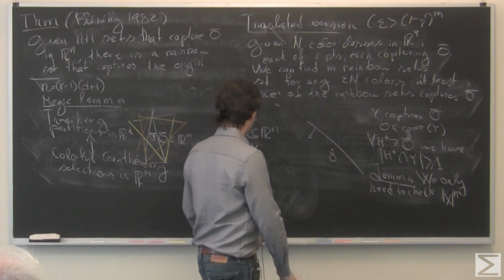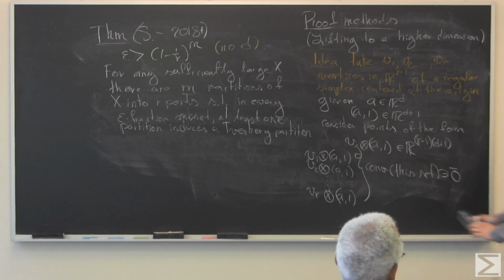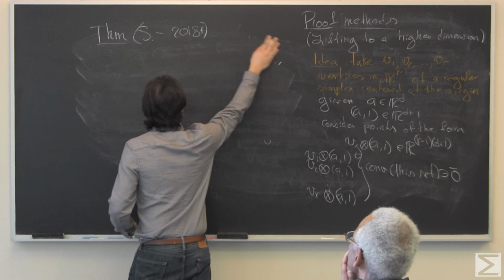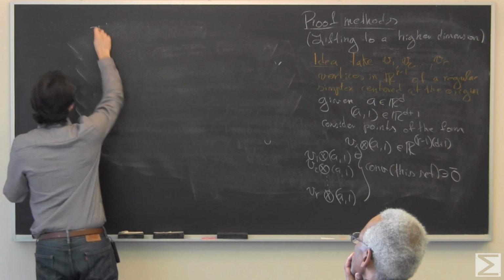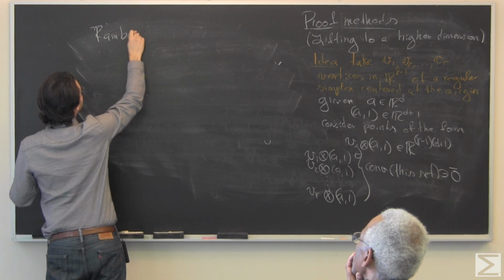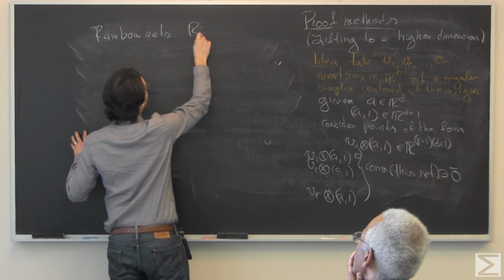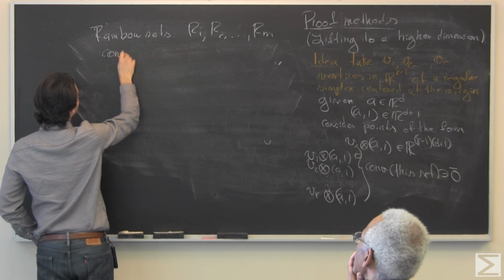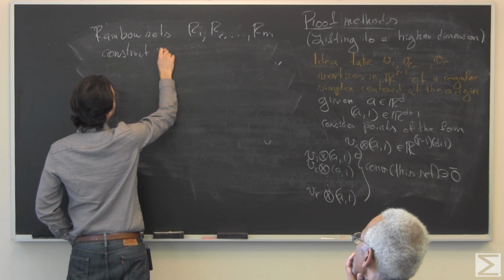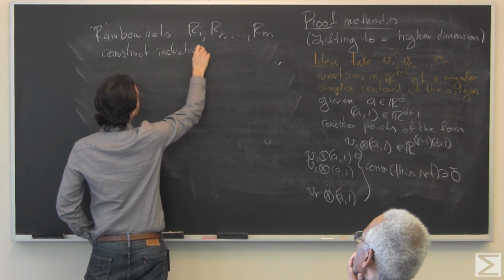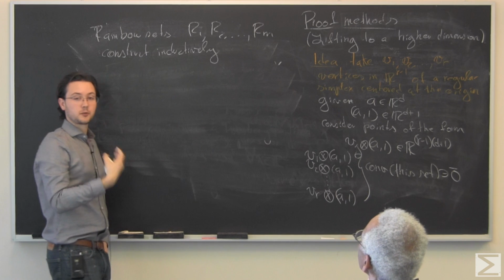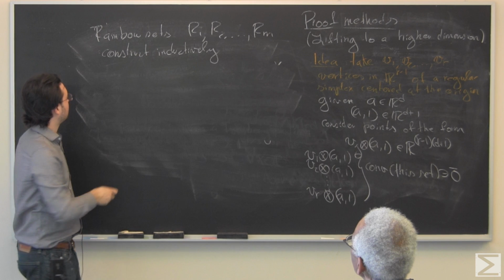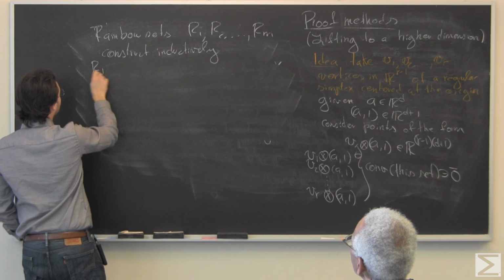So now I'm actually ready to use the probabilistic method. So my rainbow sets R1, R2, up to Rm, I'm going to construct them inductively. So first I'll make R1 so that things are very nice, then R2 so that things are very nice, and so on until I get to the last one. And so let's start with how I make R1.